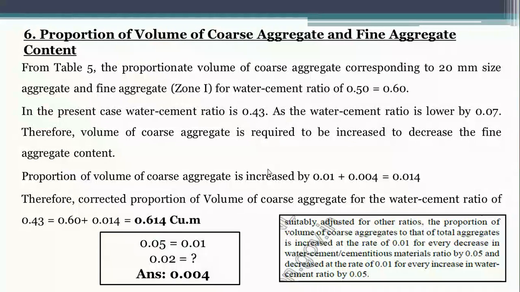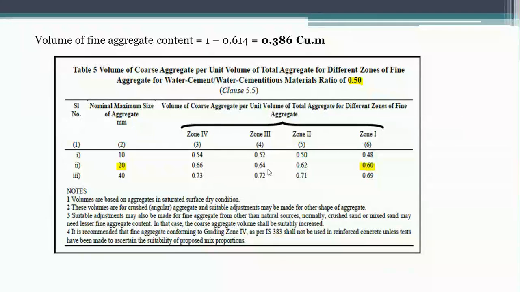Next, proportion of volume of coarse aggregate and fine aggregate content. As you all know, in the data they have given zone 1, and this table is prepared for a water cement ratio of 0.5. So for a water cement ratio of 0.5, maximum size of aggregate 20 mm, and zone 1 fine aggregate, the volume of coarse aggregate is 0.60 for 20 mm maximum size.